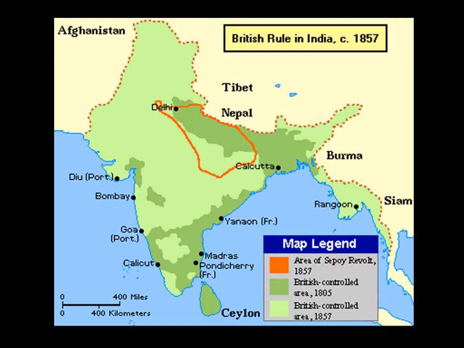And if you look at this map, you can see area that was controlled by the British. The dark green is early on in 1805. And the light green shows you how much they expanded within 50 years. And the next thing we're going to look at is the area outlined in orange. It's a place where something called the Sepoy Revolution or Rebellion happened.